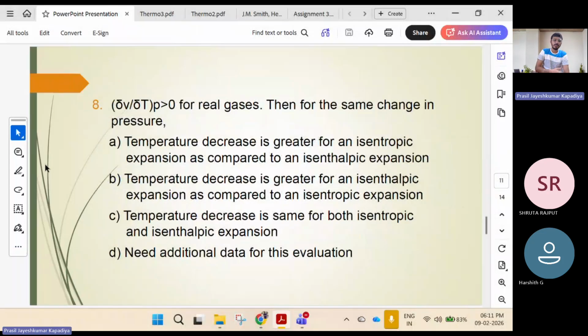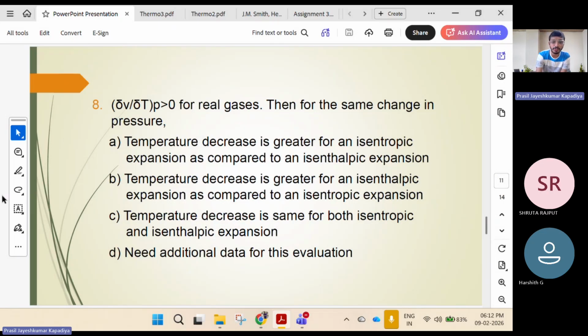Yes, this one. Okay. We are saying that del V by del T at constant pressure is greater than zero for real gases. Okay, it makes sense. Volume increases, temperature increases. Then for the same change in pressure, we are supposed to choose something. One expression is: temperature decrease is greater for isentropic expansion as compared to isenthalpic expansion. Second is: temperature decrease is greater for isenthalpic expansion as compared to isentropic expansion. C is: temperature decrease is same for both isenthalpic and isentropic expansion.